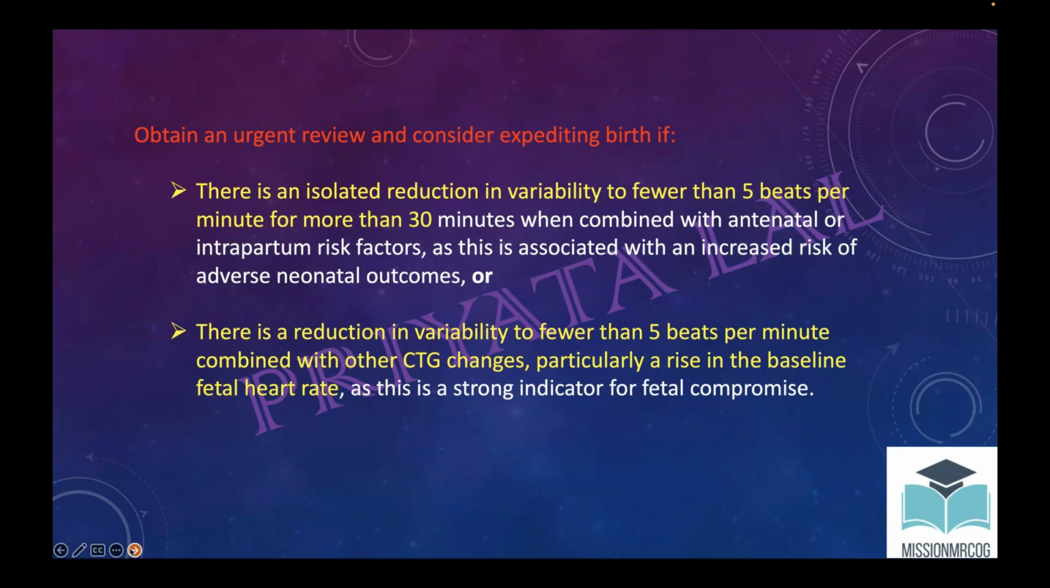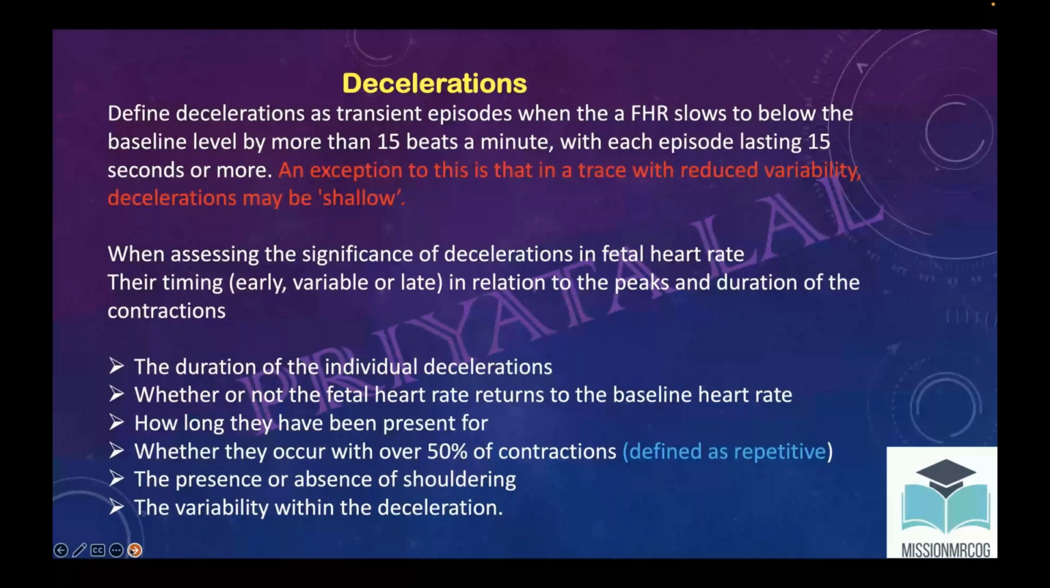Now decelerations. What is a deceleration? We know that deceleration is the episode when fetal heart rate dips down by 15 beats per minute, and that will stay for at least 15 seconds or more.